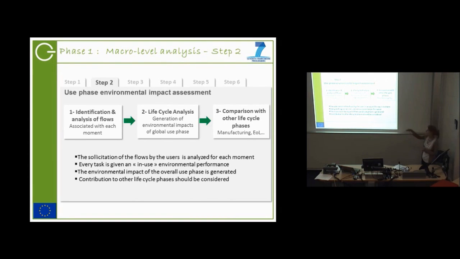Every task is given an in-use environmental performance, and thanks to life cycle analysis software, we can generate the environmental impact of the global use phase. And we still need to consider the other life cycle phases, such as manufacturing and end of life, in order to still have this global vision and effectively see if the use phase is representing the most important impacts.